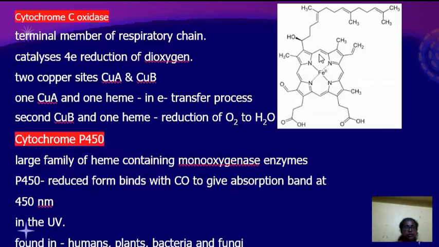Iron atom is surrounded by 4 nitrogen atoms of the pyrrole ring. Then we will see what is cytochrome P450. It is a large family of heme-containing monooxygenase enzymes. P450 reduced form binds with CO to give an absorption band at 450 nanometers in the UV. Cytochrome P450 is found in humans, plants, bacteria and fungi.